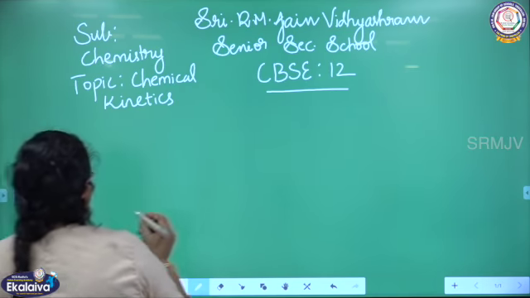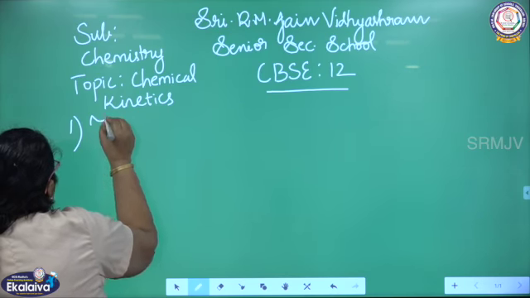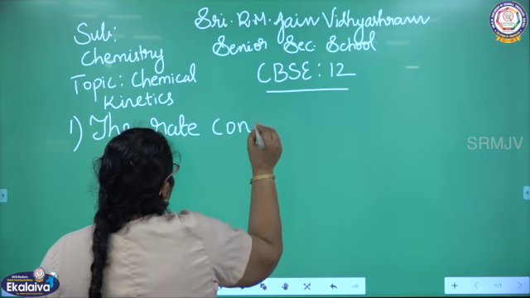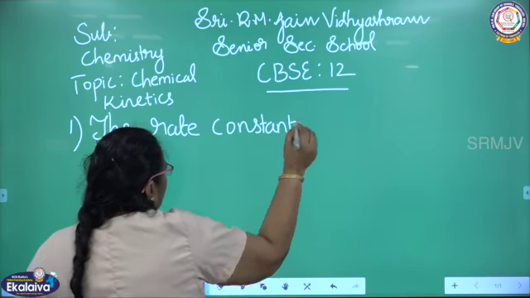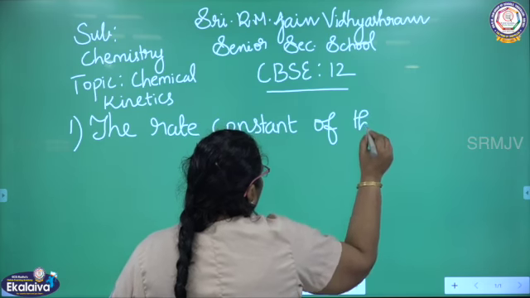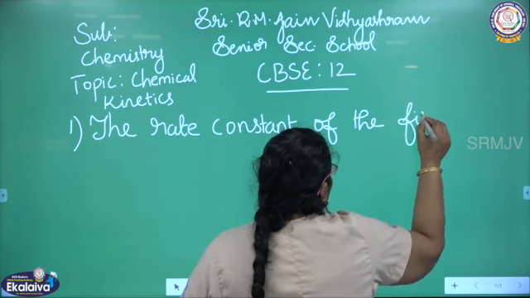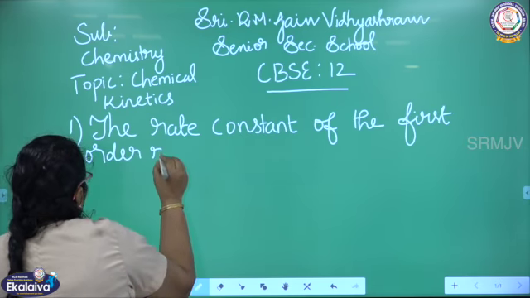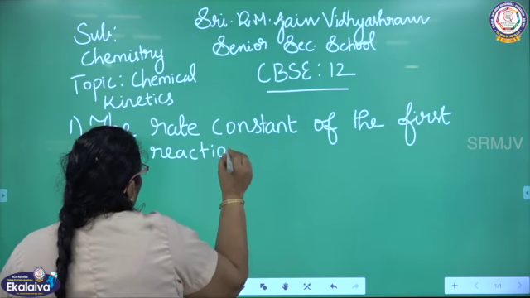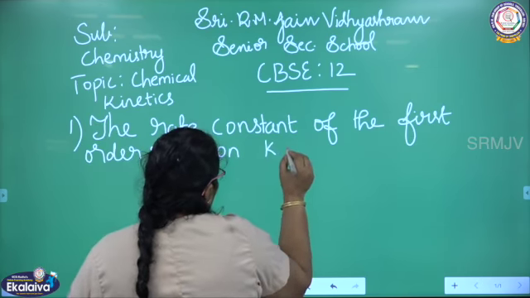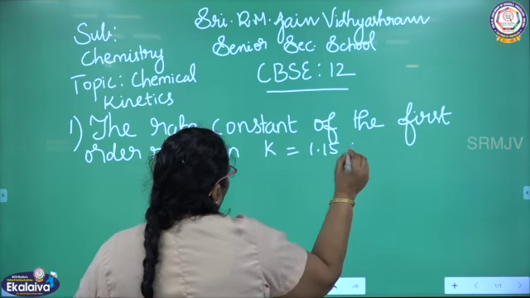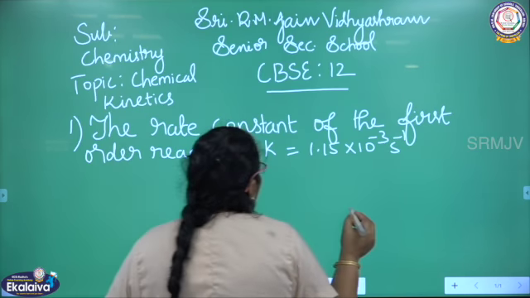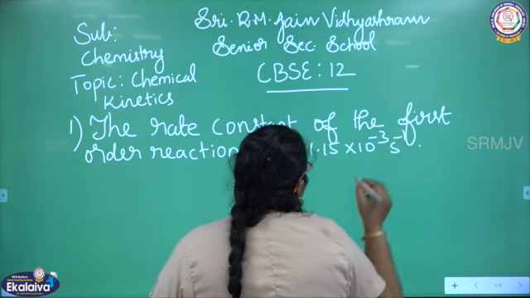The first sum is: the rate constant of a first order reaction is 1.15 into 10 power minus 3 second inverse.